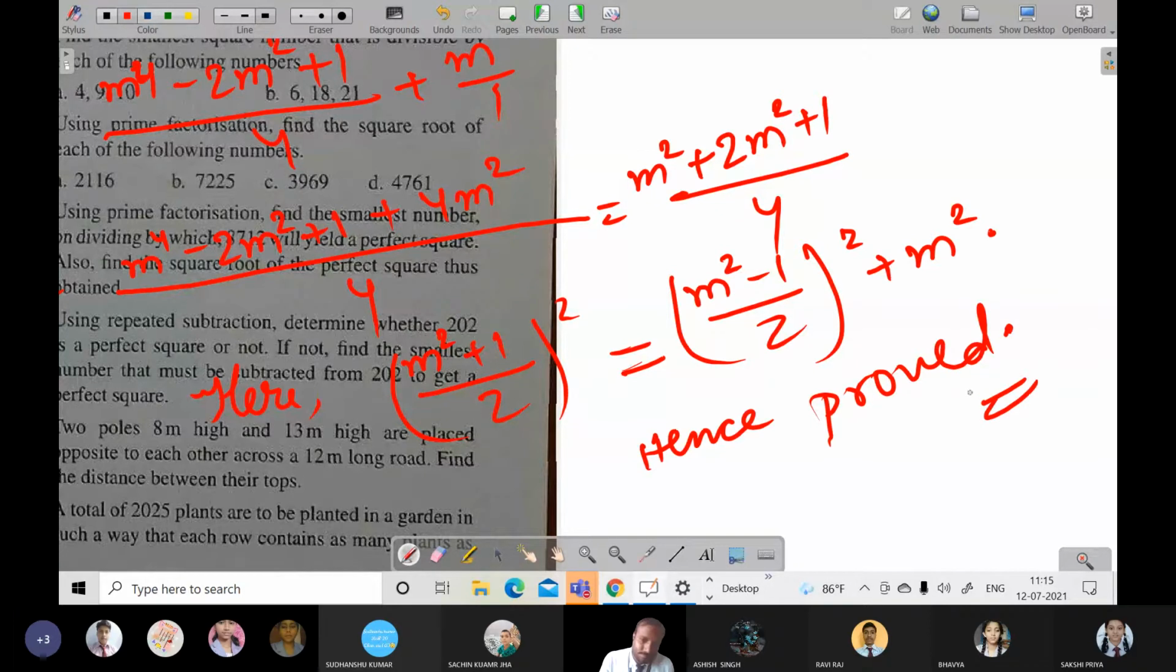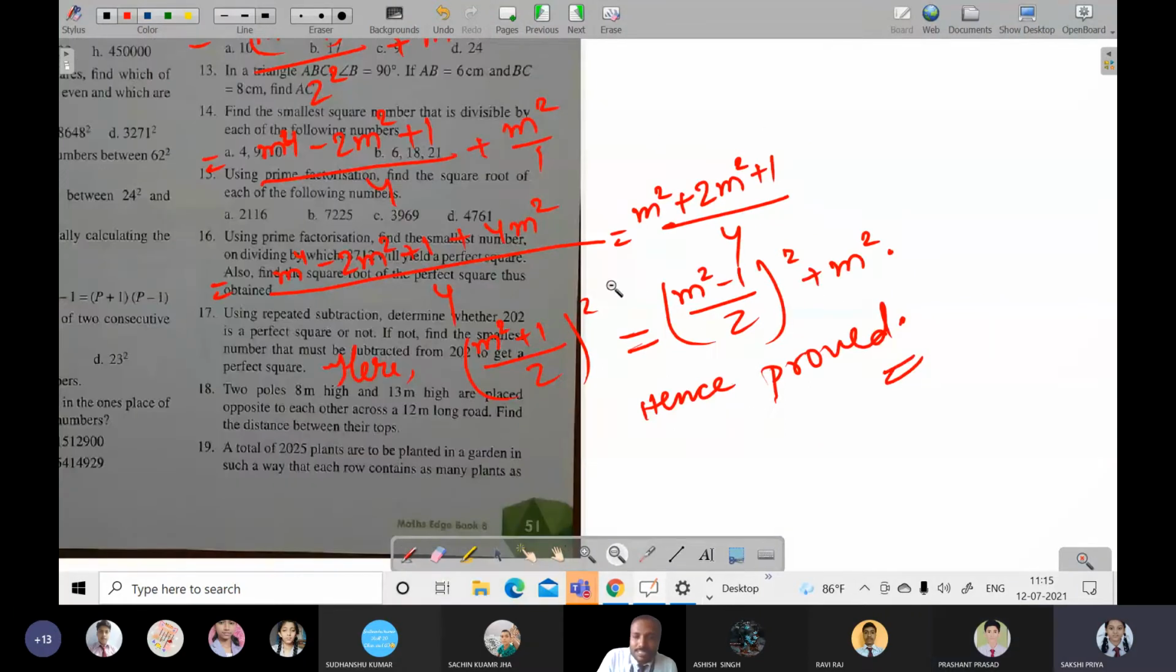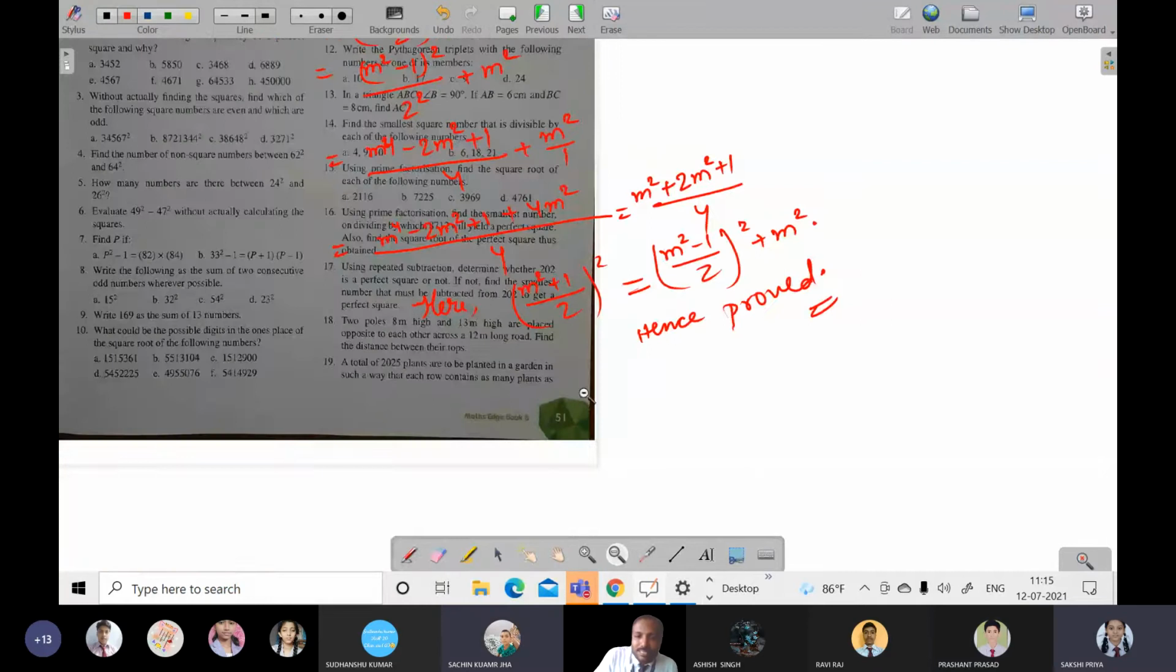Okay. Sir, can you solve this question again, sir? I have not understood, sir. Yes, sir, I also have not understood, sir. Just see where it is said proved. Make it small, sir.